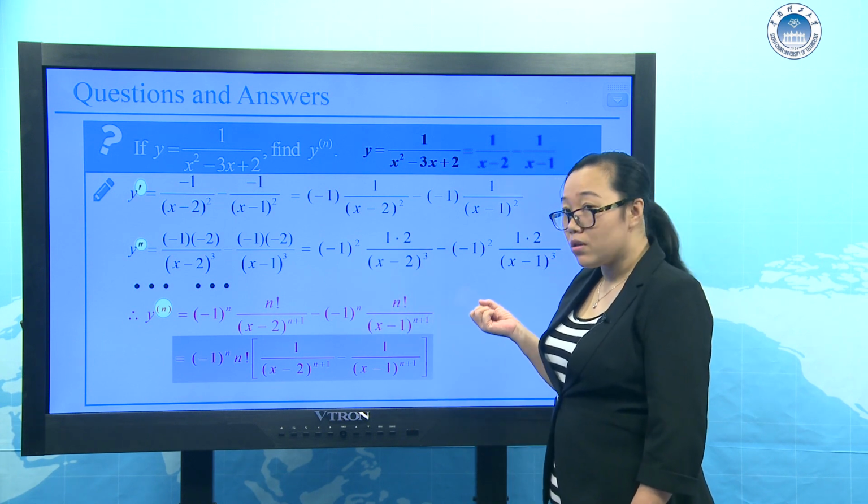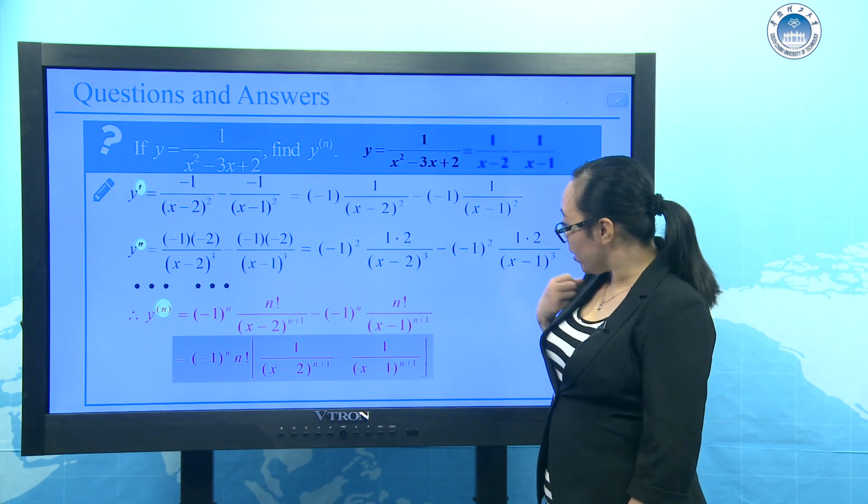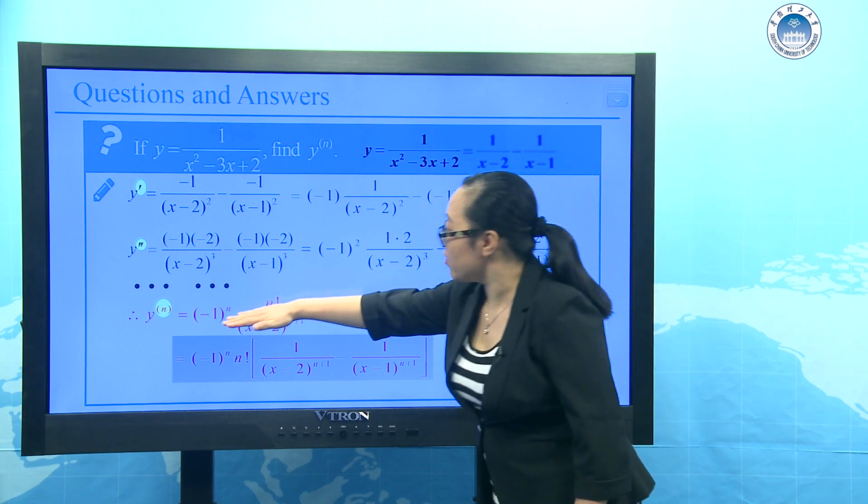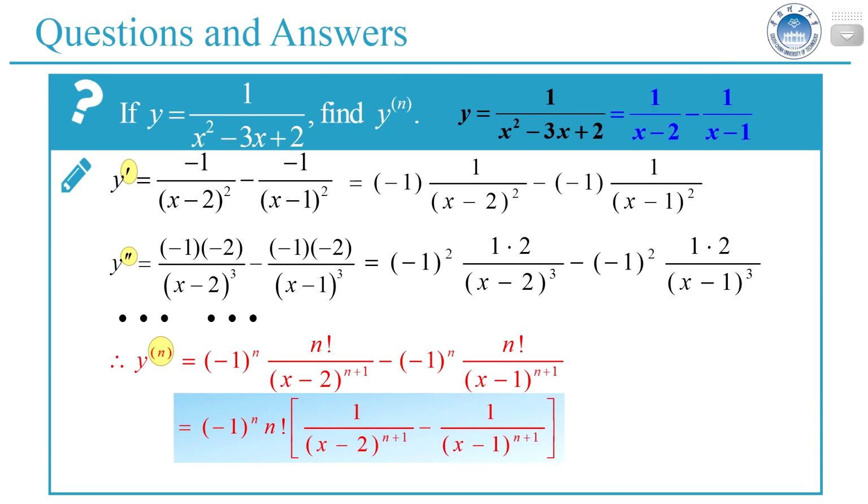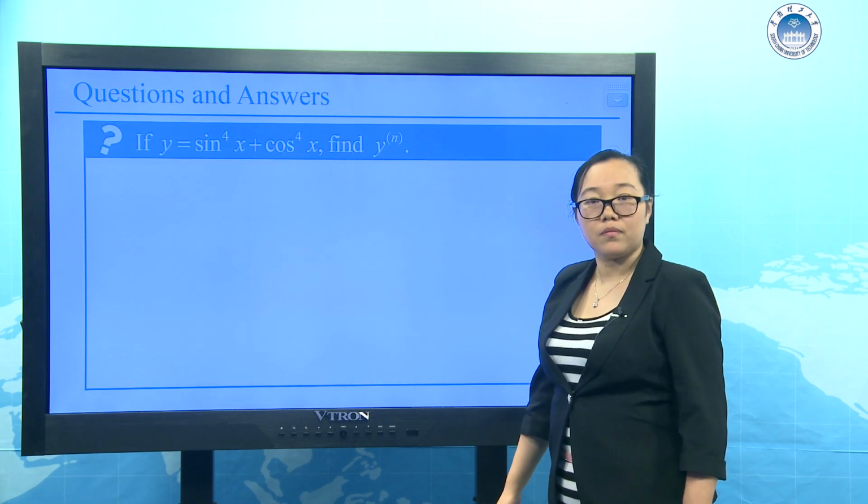We can take out some common factor. What is our common factor? Minus 1 to the power n times n factorial. This term taken out, so it equals the final expression.